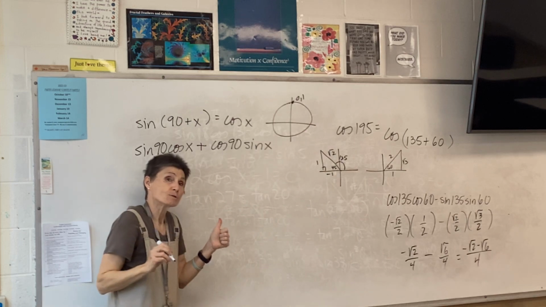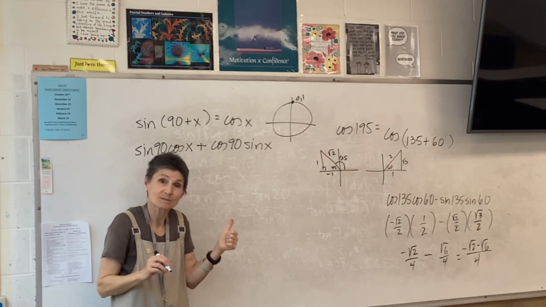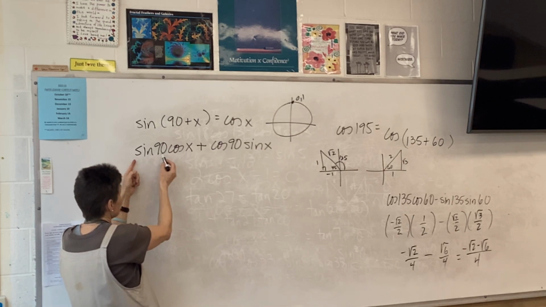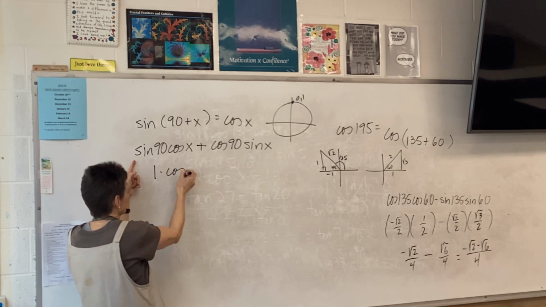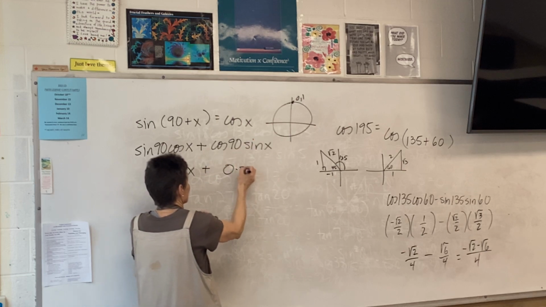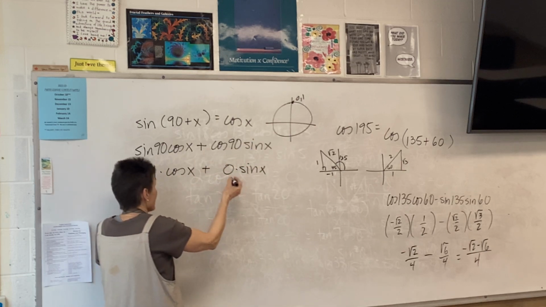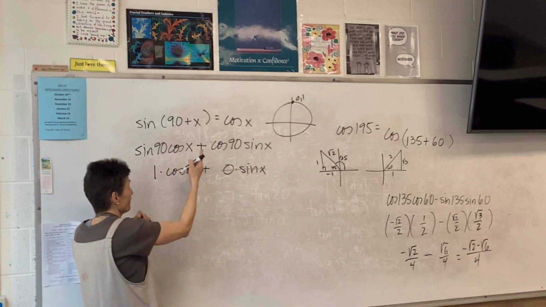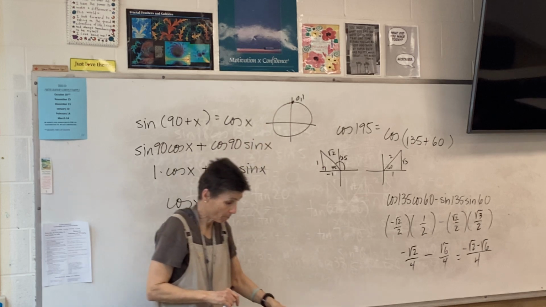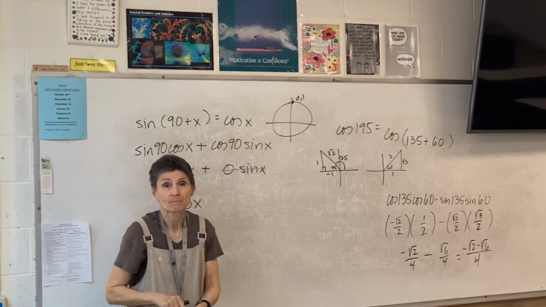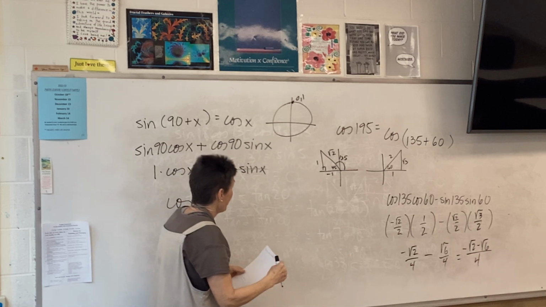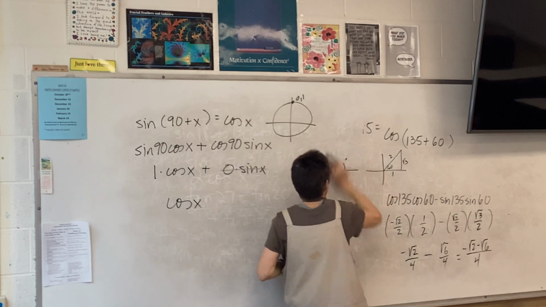Remembering that cosine is x and sine is y, we can fill in a value for sine 90. Sine 90 is 1. Cosine 90 is 0. So 0 times sine, that's gone. And all we have left is 1 times cosine, which is exactly what we were hoping to be left with. All right, now we have another verify problem.